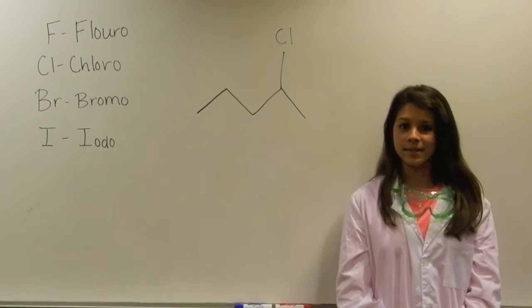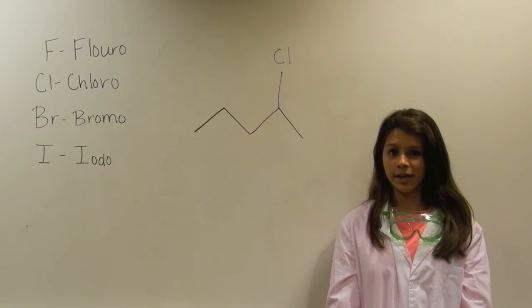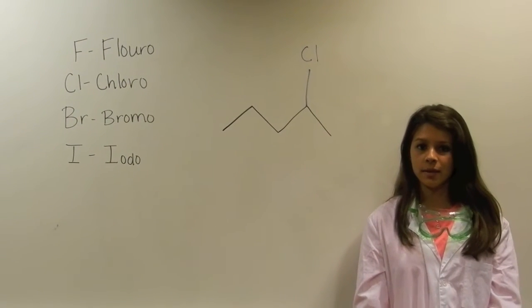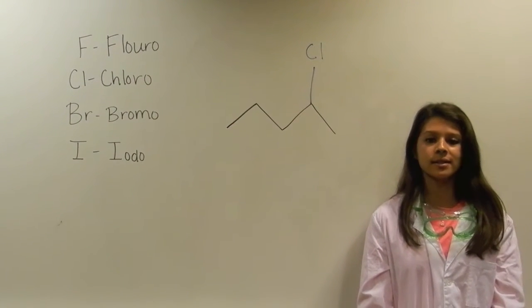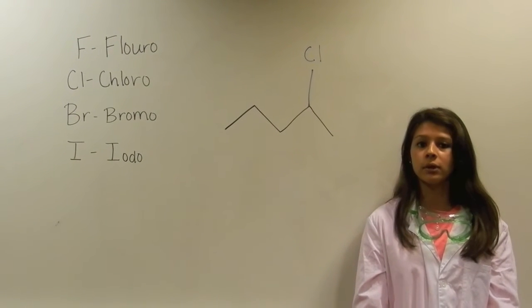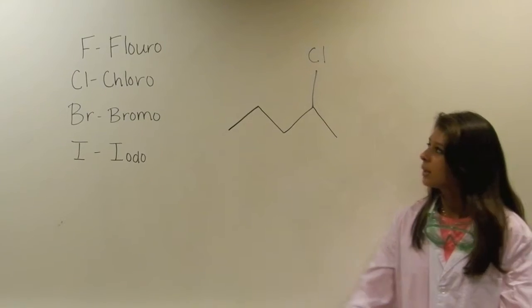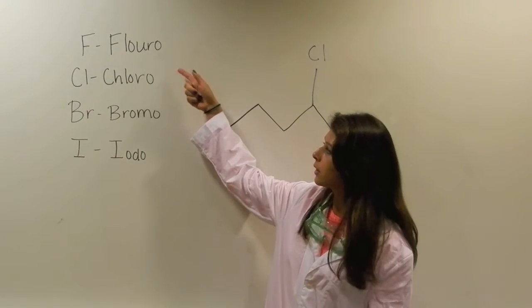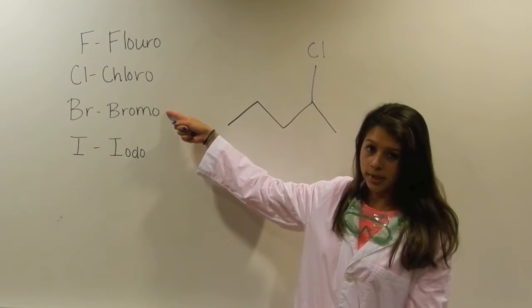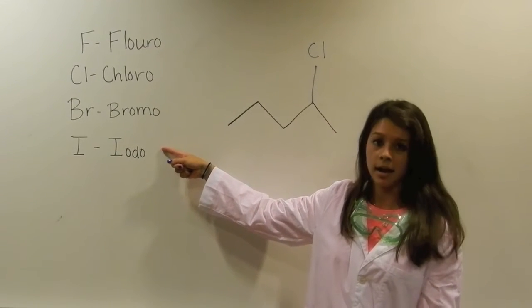Now that we know how to name cyclic alkanes, we can move on to alkyl halides. This method will be the same as naming branched alkanes. The only difference is that instead of a methyl or ethyl group, we will focus on a halide as our substituent. The prefixes on the board go as follows: fluorine to fluoro, chlorine to chloro, bromine to bromo, and iodine to iodo.